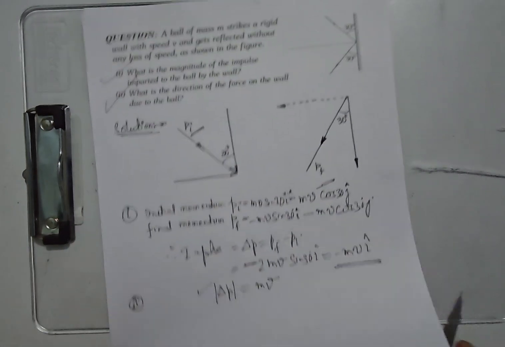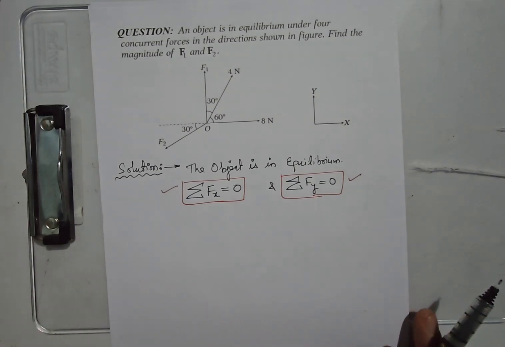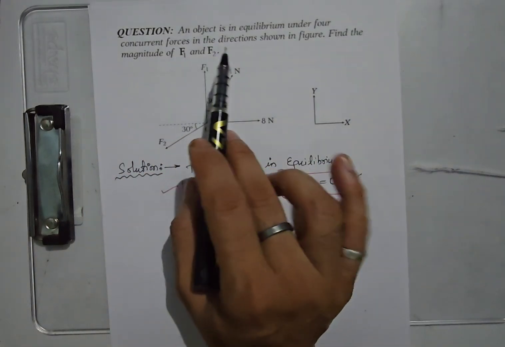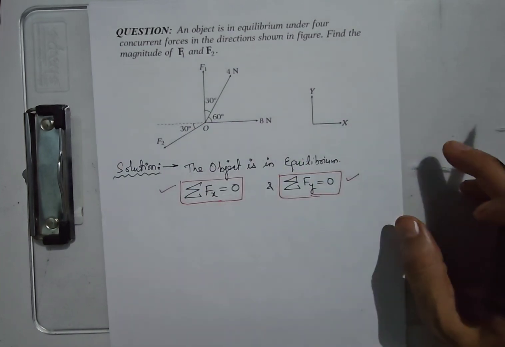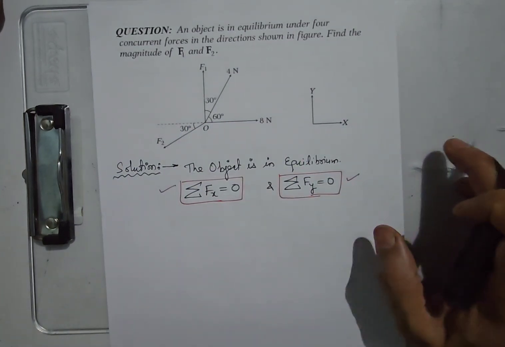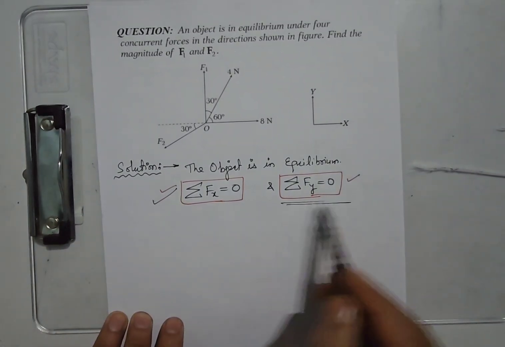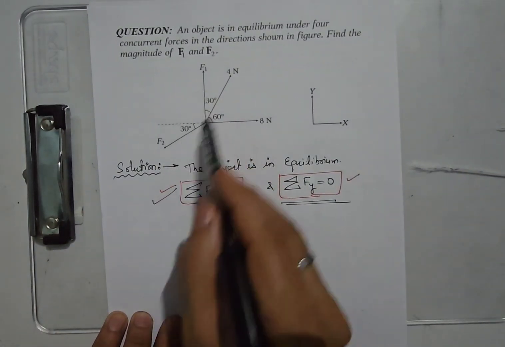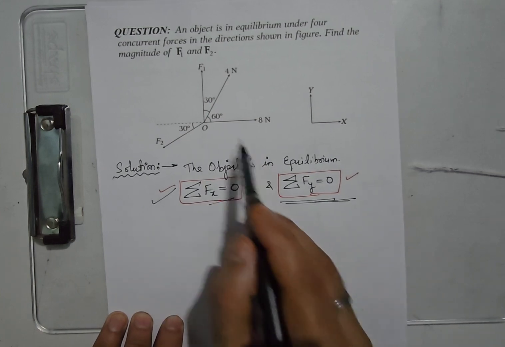Okay, positive x direction. Now next is, an object is in equilibrium under, see this, 4 concurrent forces in the direction shown as in the figure. Find the magnitude of F1 and F2. Now these are 3 different forces or 4 different forces. According to Lami's theorem, we can solve this. How to solve this? Now see this one. This is very simple expression. Delta fx is equal to 0 and another expression is delta fy is equal to 0. So if you are decomposing all the forces in x component and y component, okay, because there are only 2 components. Okay, these are coplanar forces.